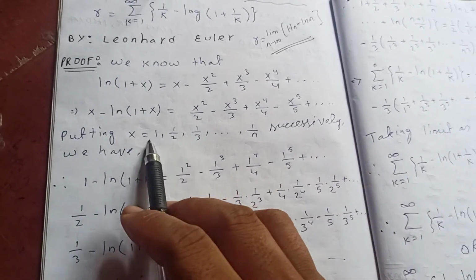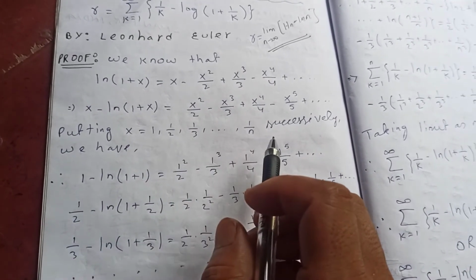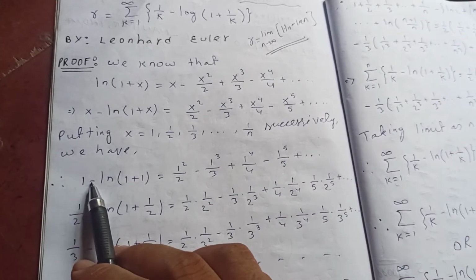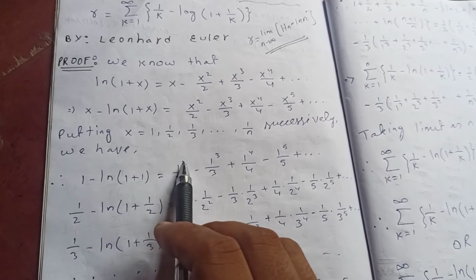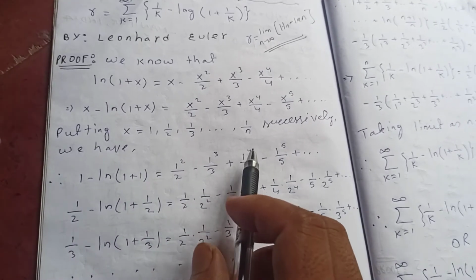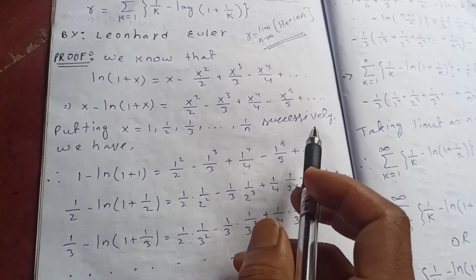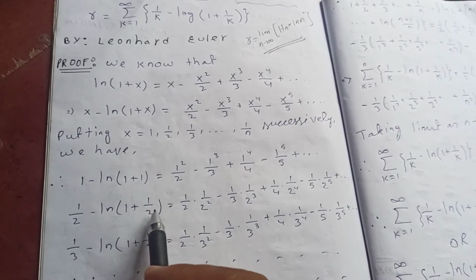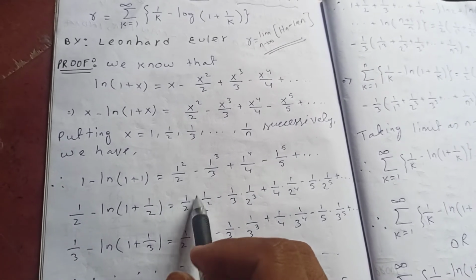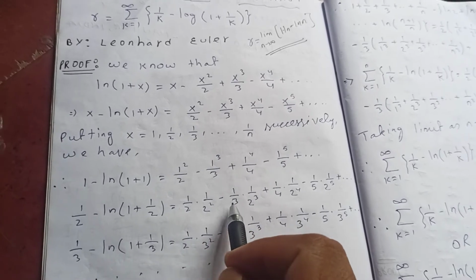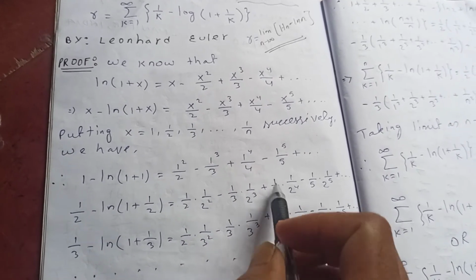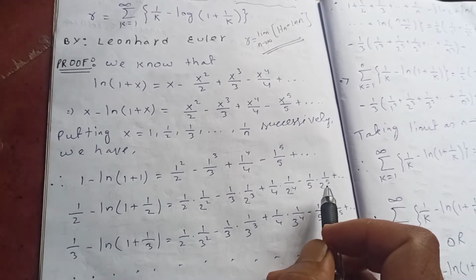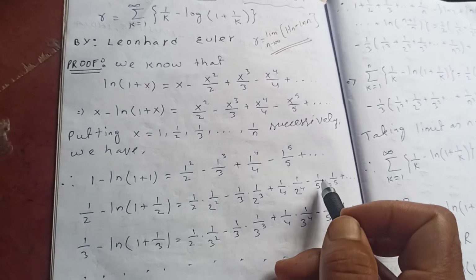Now put x equal to 1, 1 by 2, 1 by 3 and so on up to 1 by n, successively. If you put x equal to 1, then 1 minus log 1 plus 1 is equal to 1 squared by 2 minus 1 cubed by 3 plus 1 to the 4 by 4 minus and so on. Now putting x equal to 1 by 2, so 1 by 2 minus log 1 plus 1 by 2 is equal to 1 by 2 into 1 over 2 squared minus 1 by 3 into 1 over 2 cubed plus 1 by 4 into 1 over 2 to the 4 minus 1 by 5 into 1 over 2 to the power 5 plus and so on.